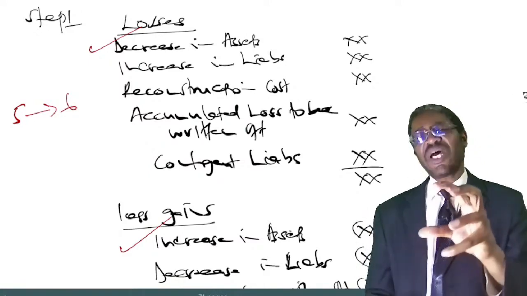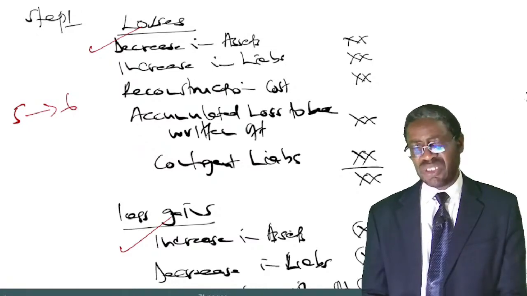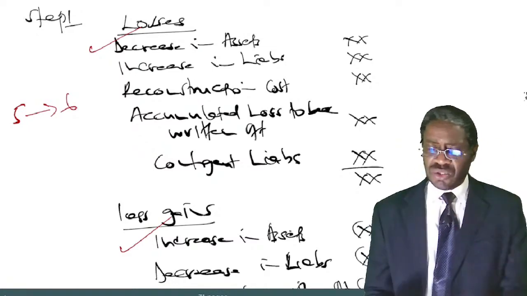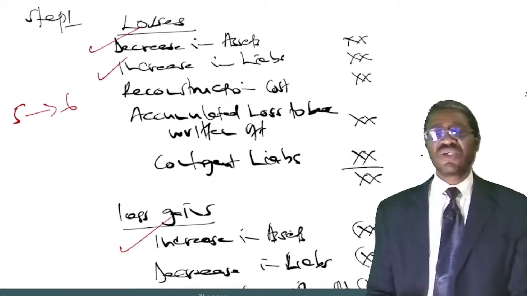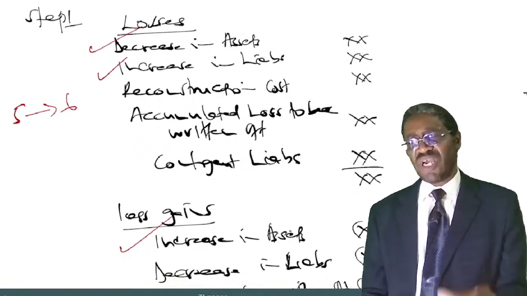We said that automatically means that as a company, we are losing. Why? Because our liabilities are increasing. And so we said that will give rise to a loss. Whenever there is an increase in liabilities, that will give rise to a loss.